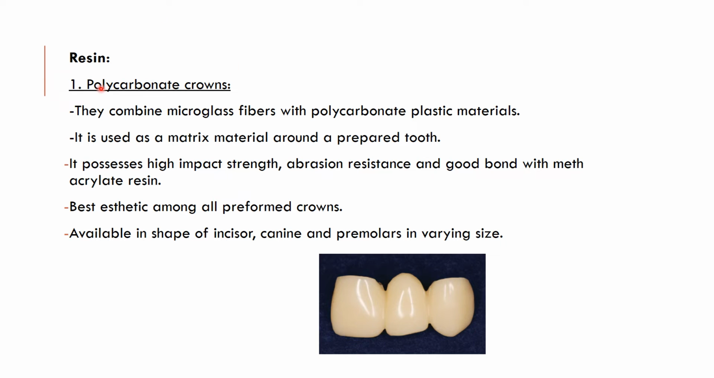So resin: polycarbonate crowns. They combine microglass fibers with polycarbonate plastic materials. It is used as a matrix around a prepared tooth. It possesses high impact strength, abrasion resistance, and good bond with methyl methacrylate. Best aesthetics among all the preformed crowns, available in the shape of incisor, canine, premolars, and varying sizes.